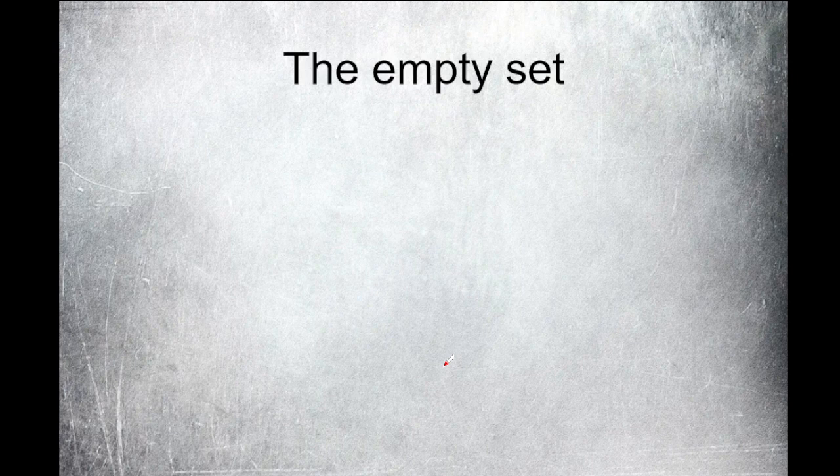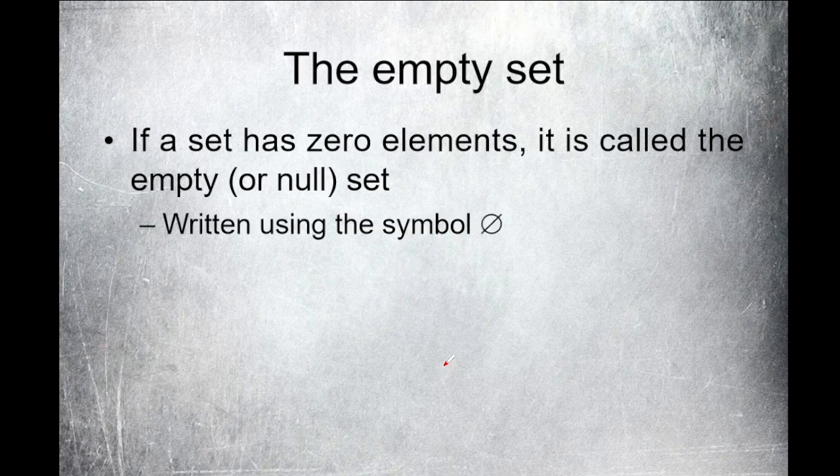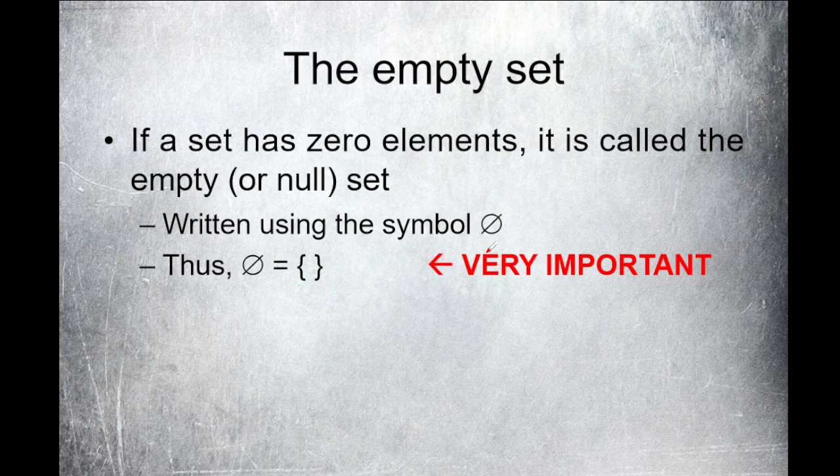Now let's see what we mean by an empty set. An empty set is a set having 0 elements, that is, no element. It will be called an empty or null set, and this set will be represented by the phi symbol. So this null set is equal to this empty set: writing the curly brackets without any element.